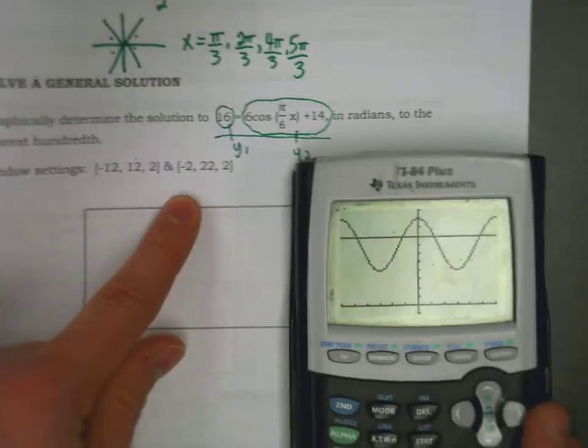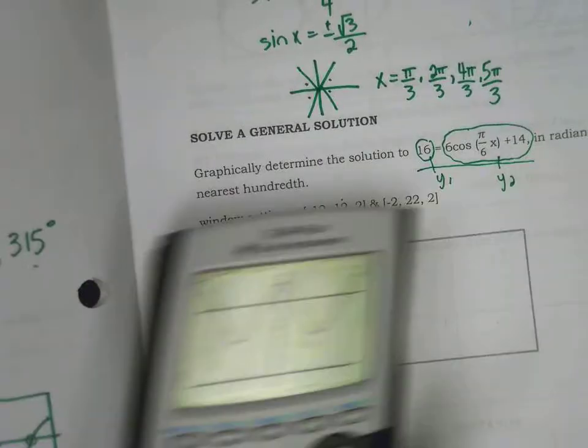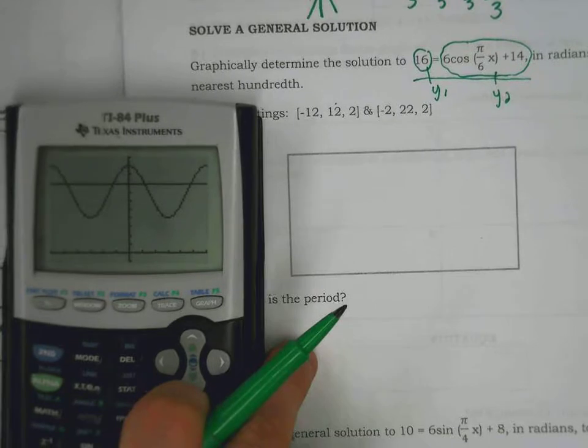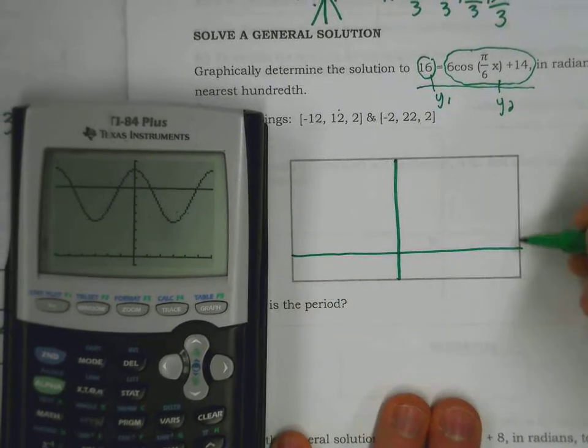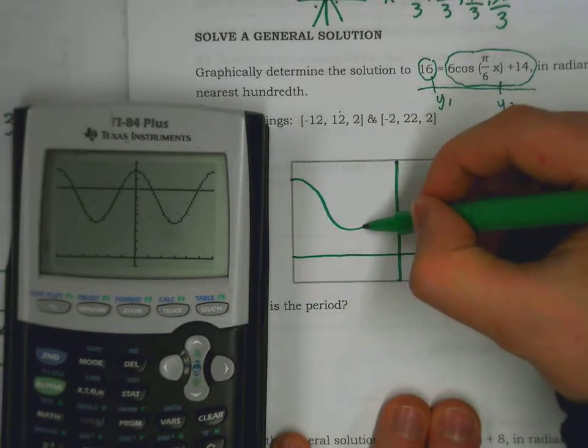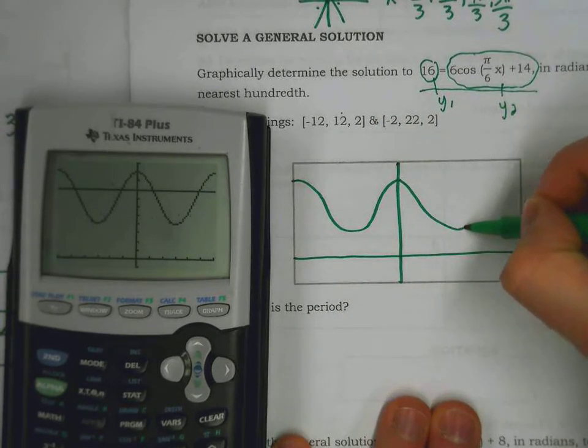So as we sketch, I'm right-handed, our axes.